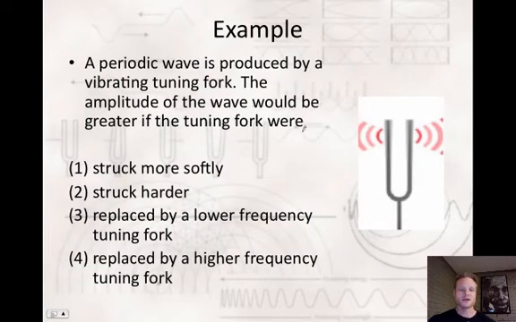Here's an example. A periodic wave is produced by a vibrating tuning fork. The amplitude of the wave would be greater if the tuning fork were struck more softly, struck harder, replaced by a lower frequency tuning fork, or replaced by a higher frequency tuning fork. Well, if you want to increase the amplitude of a wave, you need more energy. So how are you going to get more energy into that tuning fork? You're going to have to strike it harder. The harder you strike it, the louder it will sound, because you're producing more energy by doing that.